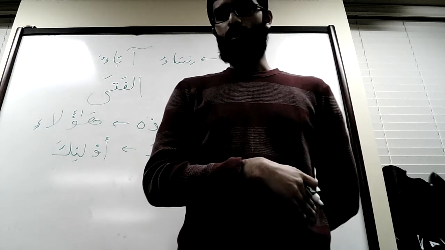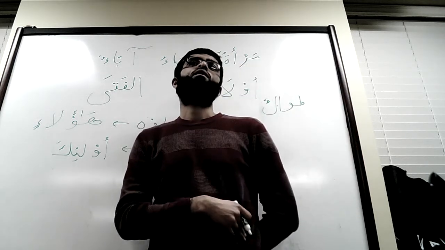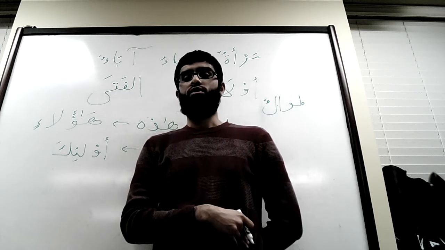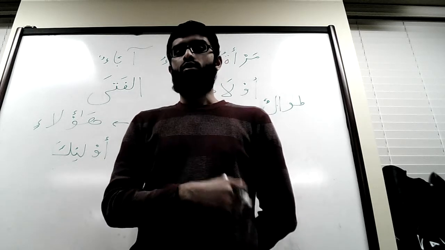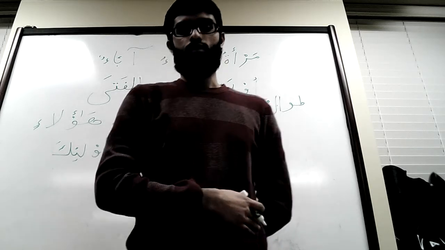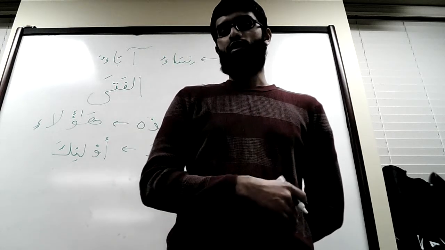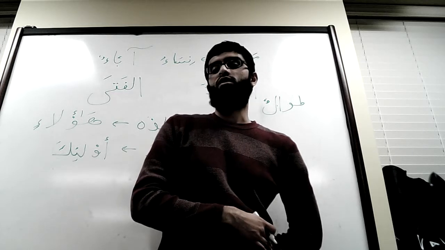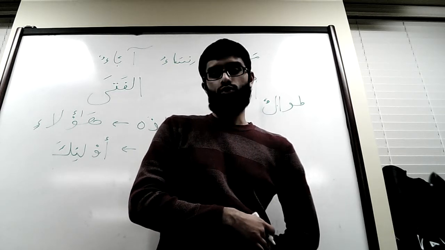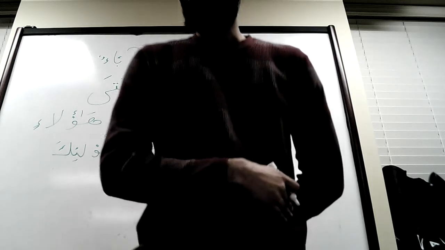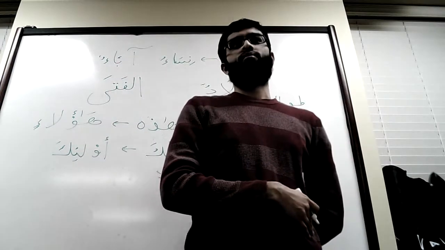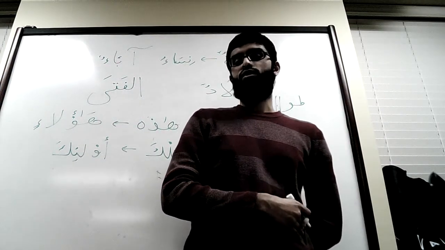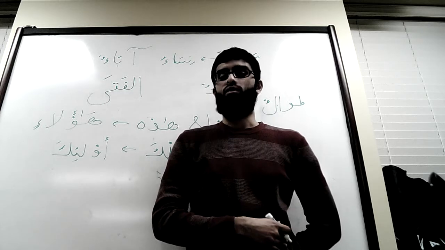Ammatun. What's da'ifun? Weak. What's the plural? Du'afa or di'af? Di'af. In this book they mention di'af. Okay, what's wazir? Minister. What's the plural? Wuzara'u. Okay. What's ismun? Name or noun. What's the plural? Asma.